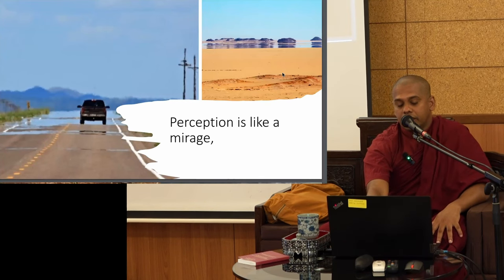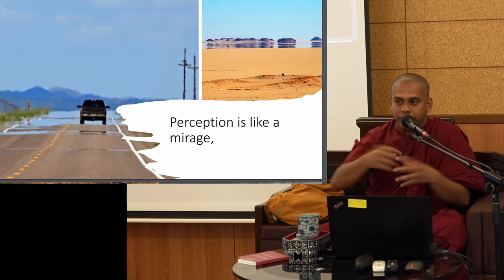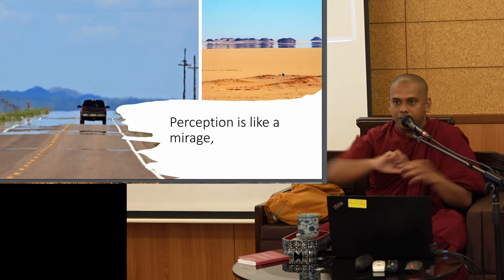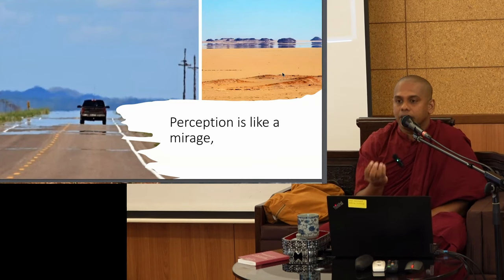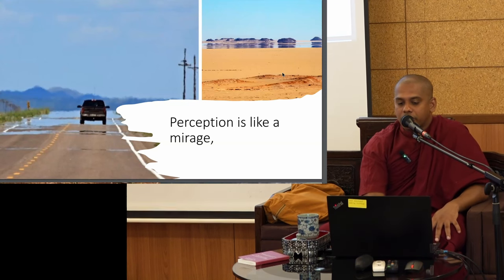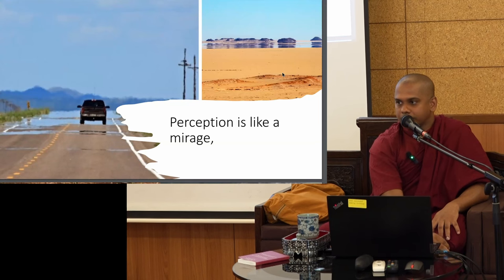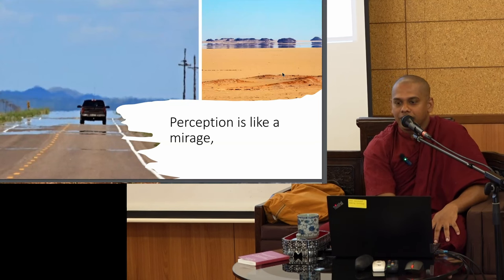Okay, volition, or cetanā, mental intention, is like a plantain trunk, meaning a banana trunk. When you peel the banana trunk, in each and every layer inside you cannot find any substance, any hard core. This intention also does not have any core. And consciousness is like an illusion. What do you see here? What do you see? Dark and rabbit, right? A duck and a rabbit, or two ducks, or two rabbits?